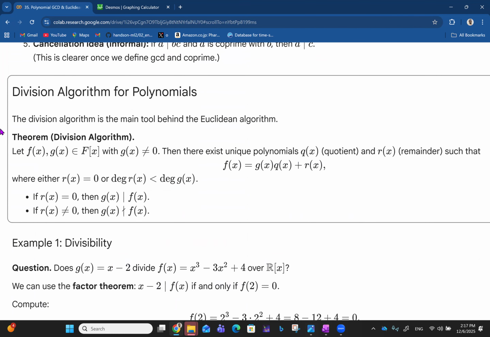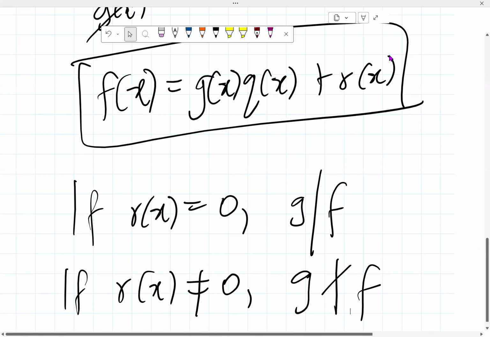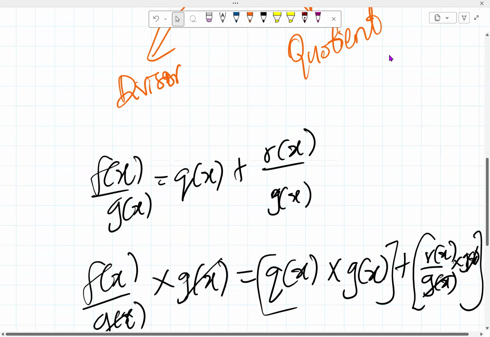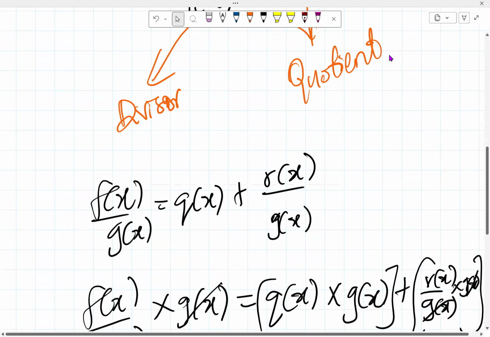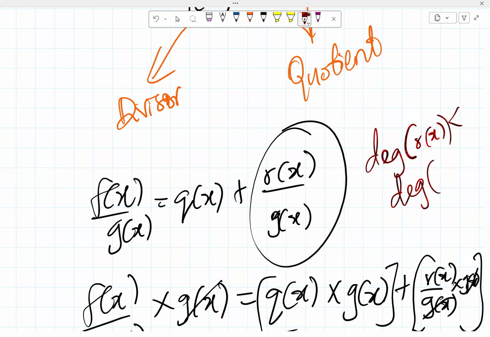Now I think there's a very important point here. When you have this expression, either r of x is 0, that is, there's no remainder, or if there's a remainder, it means that the degree of r of x is less than the degree of g of x. I think that's a very important factor to consider. Because of this expression, the degree of r of x will always be less than the degree of g of x.